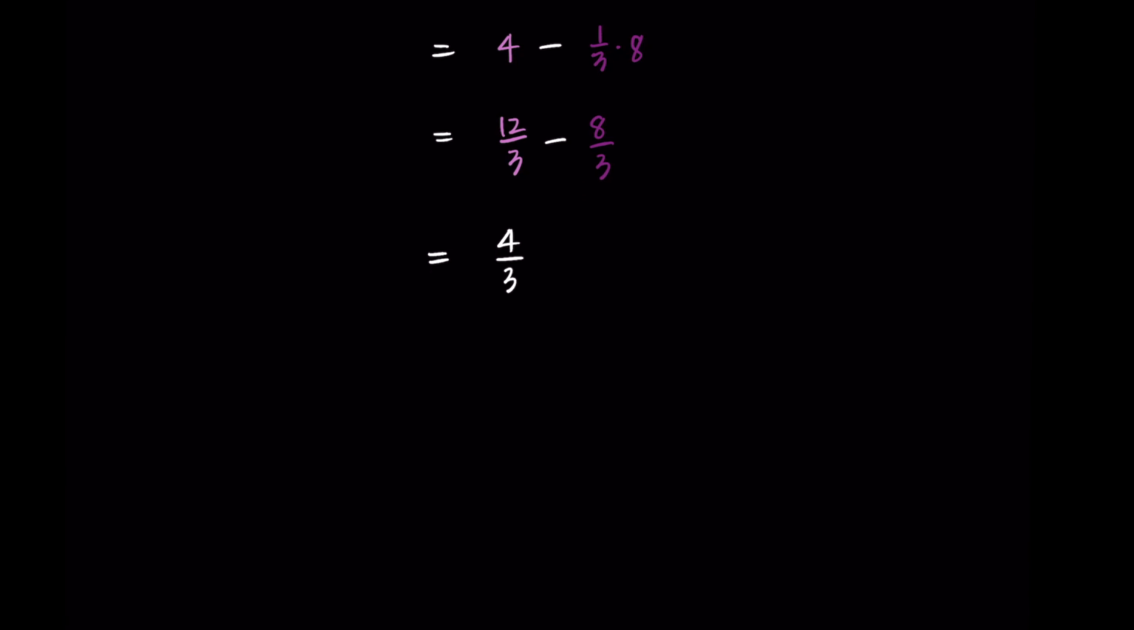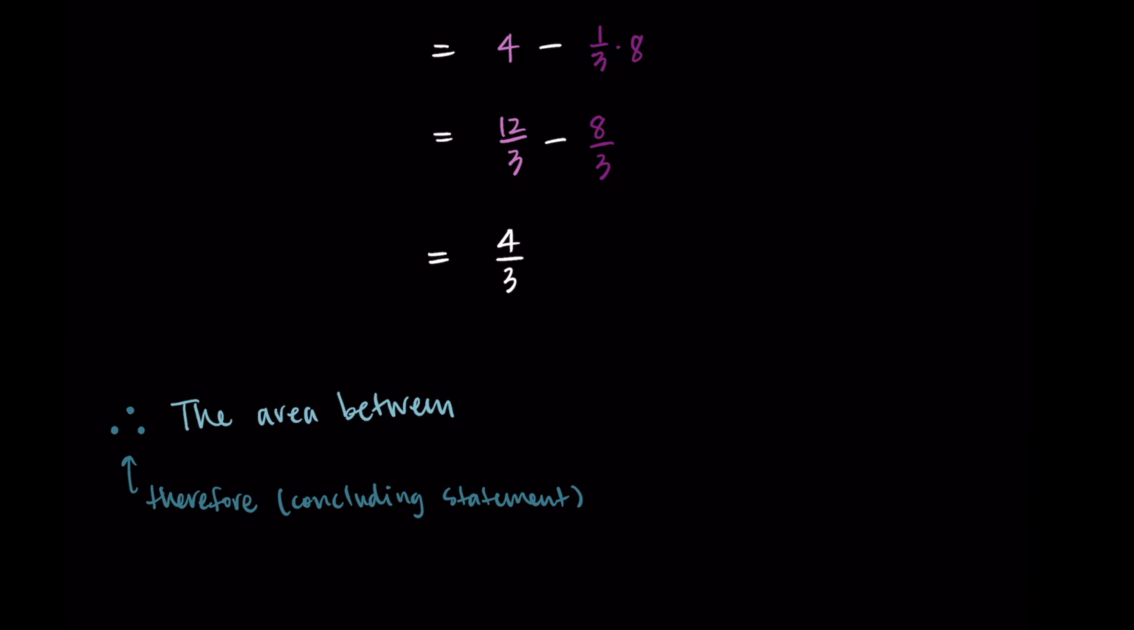Okay, so 4/3 is our final answer for the area. I like to just finish these problems with a concluding statement. So I'm going to use these 3 dots in a triangle. This is a mathematical symbol that represents therefore. This is my concluding statement, and it says the area between the curves is 4/3. And there we go. That's our first example.